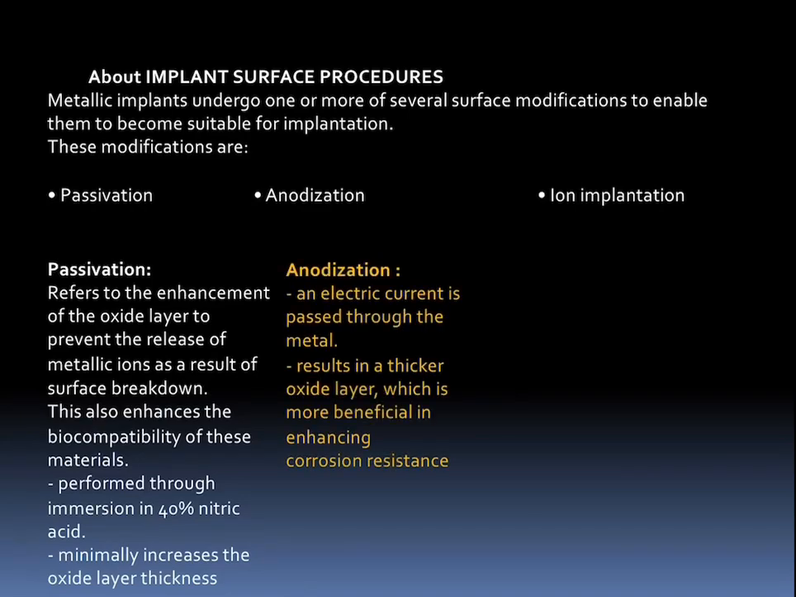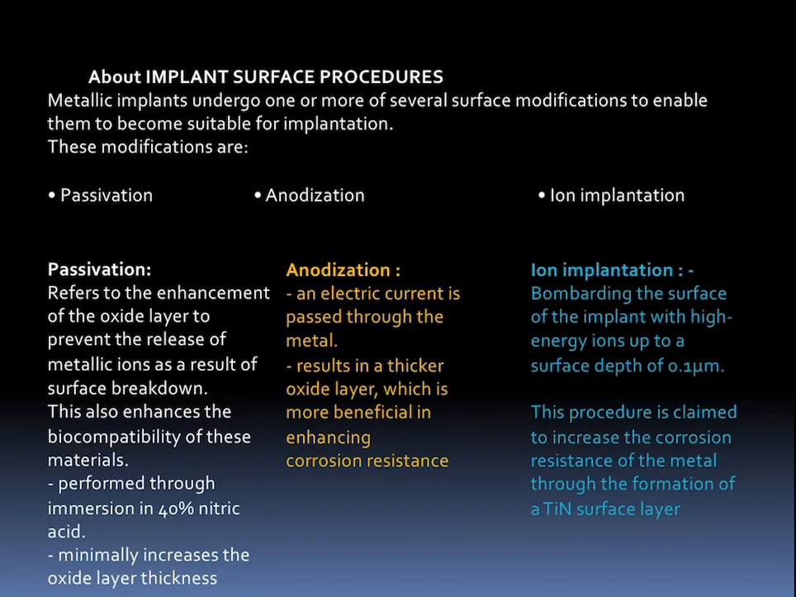Now when I talk about anodization, an electric current is passed through the metal and results in a thicker oxide layer on the implant, which is more beneficial for enhancing the corrosion resistance of titanium implants. When I talk about ion implantation, it is bombarding the surface of the implant with high energy ions up to a surface depth of about 0.1 micrometer. This procedure is claimed to increase the corrosion resistance of metal through the formation of a titanium nitride surface layer.